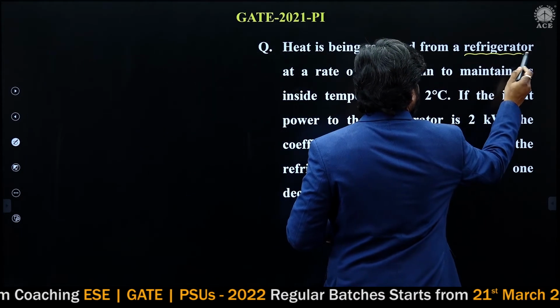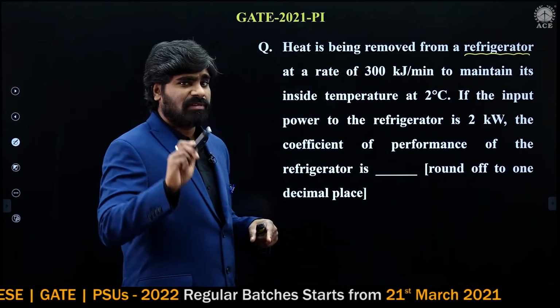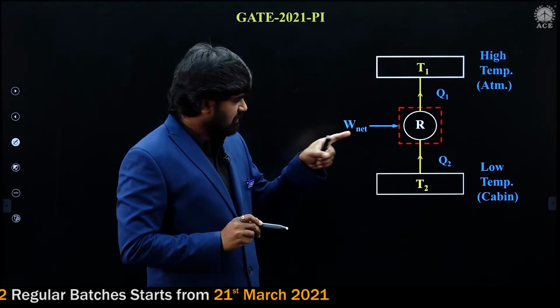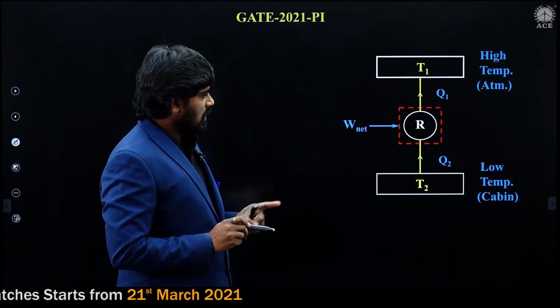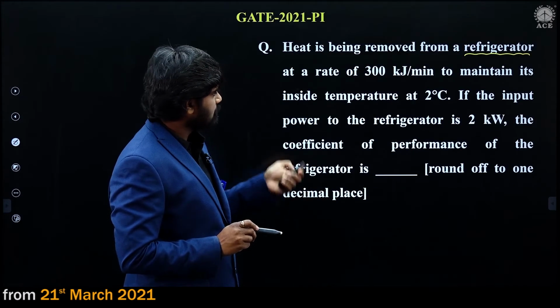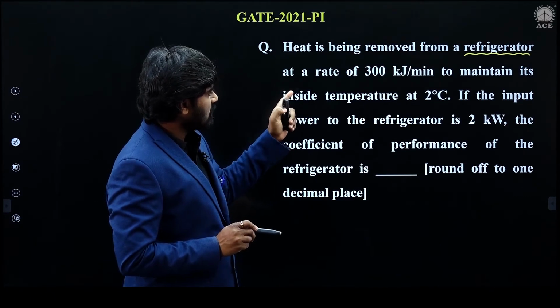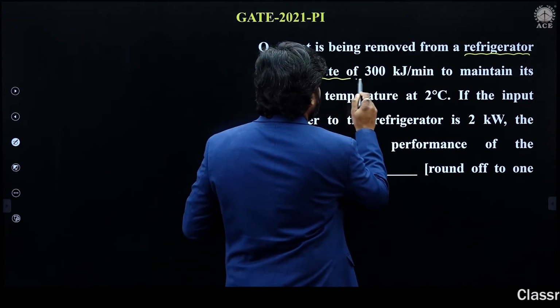Refrigerator is given. So first let us draw some rough diagram of refrigerator. In the second law of thermodynamics, we have seen this refrigerator rough diagram. Refrigerator is given. So he says heat is being removed from the refrigerator at a rate of 300 kilojoule per minute.